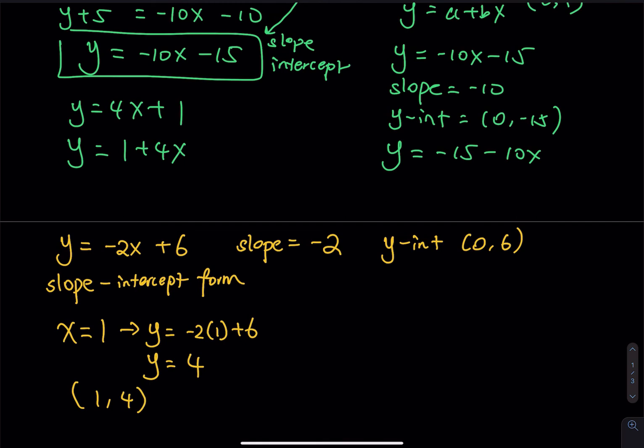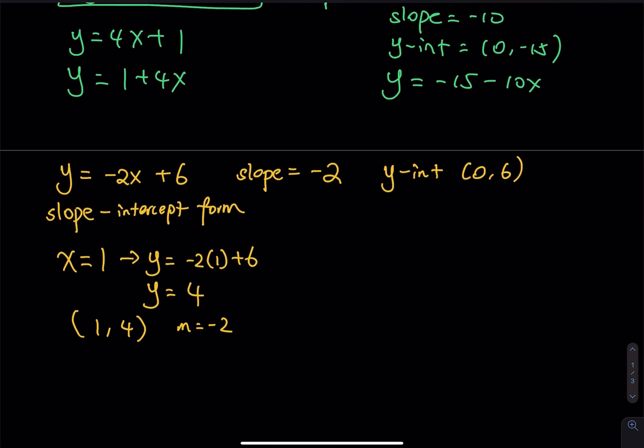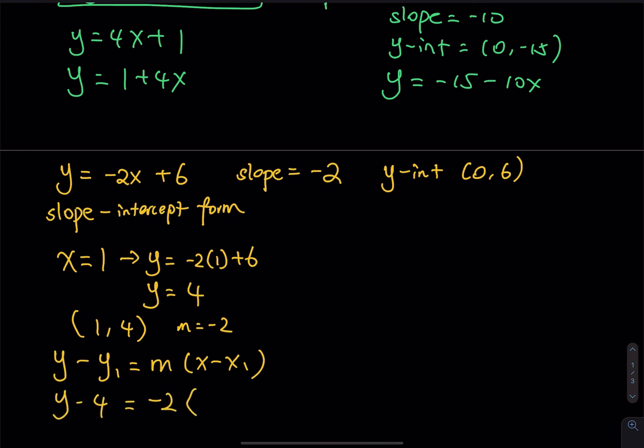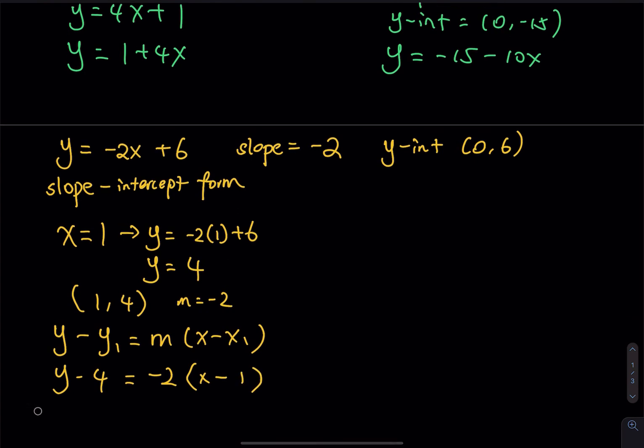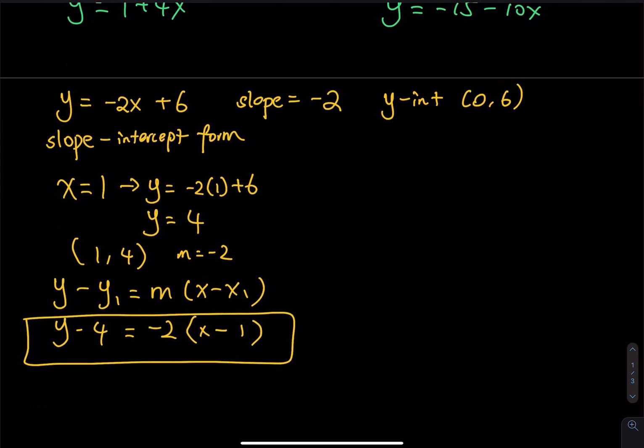All right, so now what's the slope? The slope is -2. And then let's build. So we have y minus y1 equals slope times x minus x1. So we have y minus 4 equals -2 times x minus 1. So this is the point slope form, because you know a point and you know the slope.